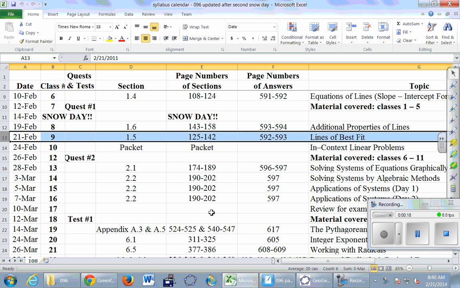Is that right? Yeah, so next Wednesday is our second quest, and the quest will cover the classes 6 through, well, 11 didn't really exist, so 6 through 10. Any questions on the calendar?